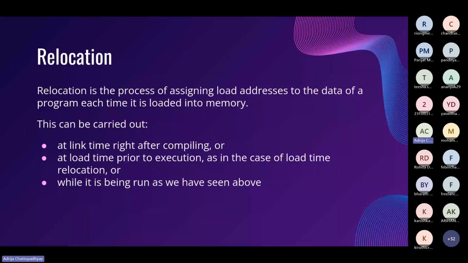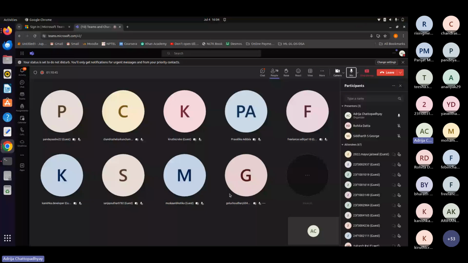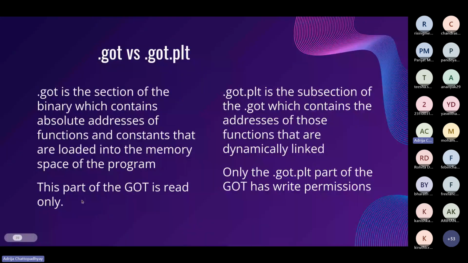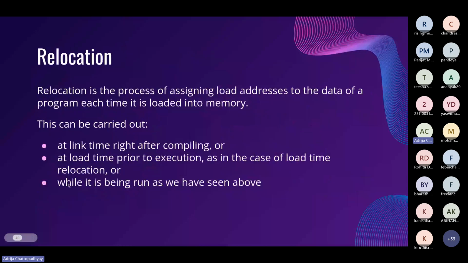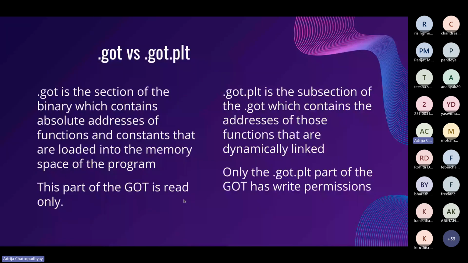Now, relocation. Relocation is the process of assigning load addresses to the data of a program each time it is loaded into memory. This can be carried out at link time, right after compiling. So this first point is probably static linking. It's linked during compilation. Then the next two are for dynamic linking. Here, at load time prior to execution, as in the case of load time relocation, the stuff under .got is resolved during load time. And the third, while it's being run, as we have seen above, is for the .got.plt. I hope that part is clear.